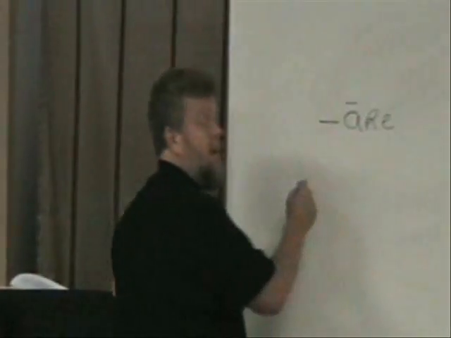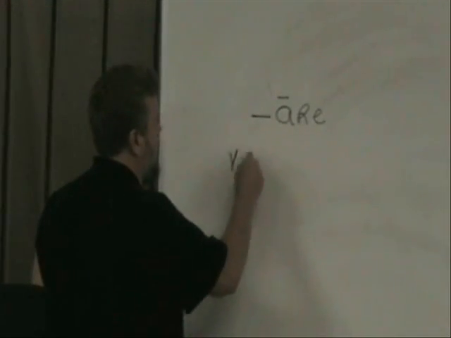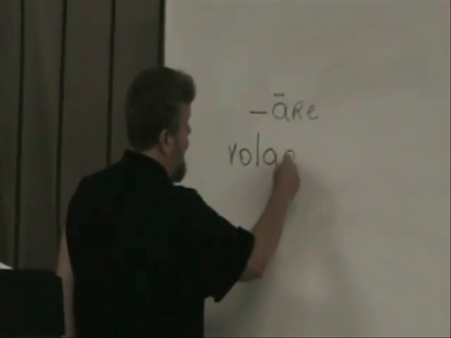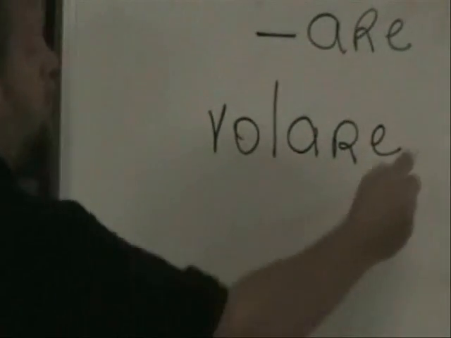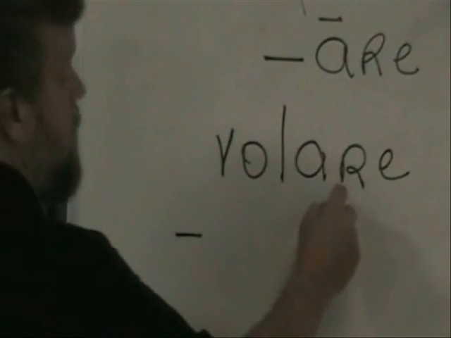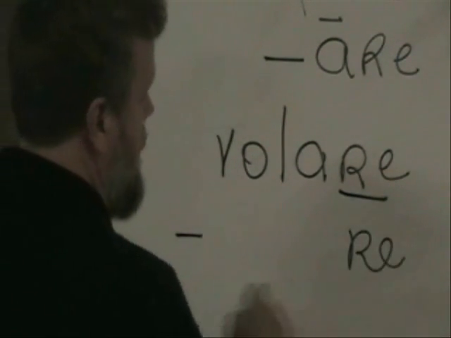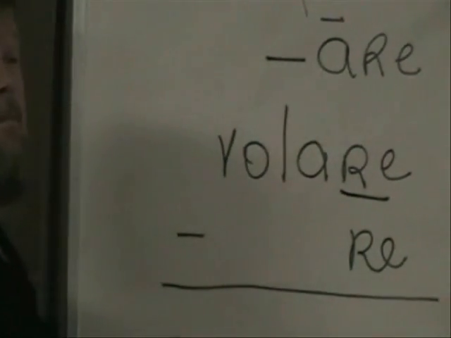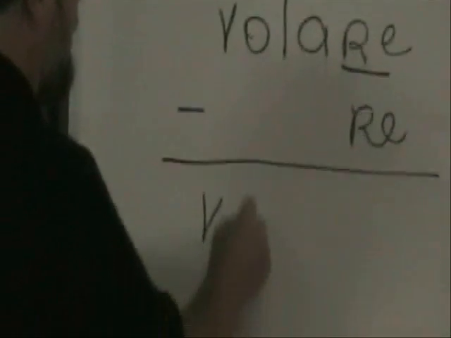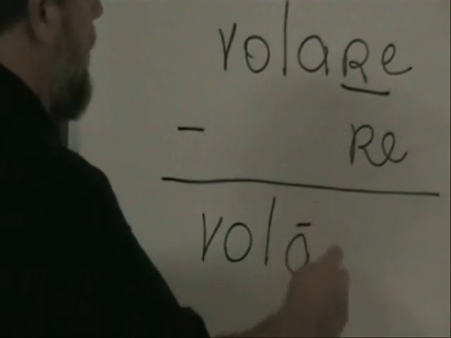The verbal stem of the Latin verb is derived by means of the subtraction of the re ending from the infinitive. For example, the verb volo, volare, has as its infinitive volare, from which we subtract the re component. What remains is the verbal stem, vola.